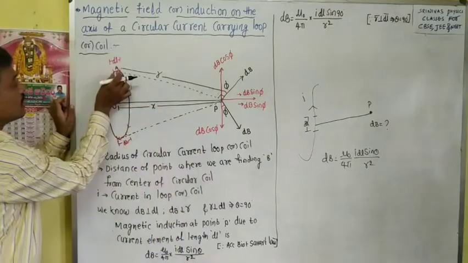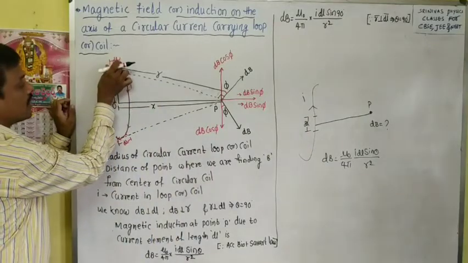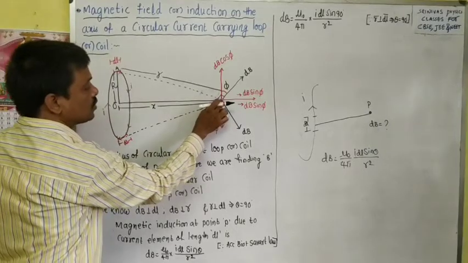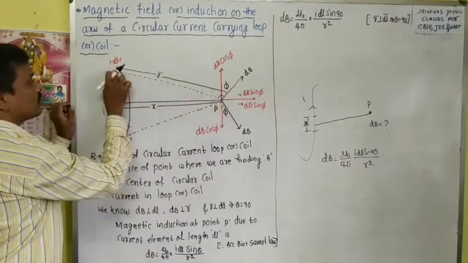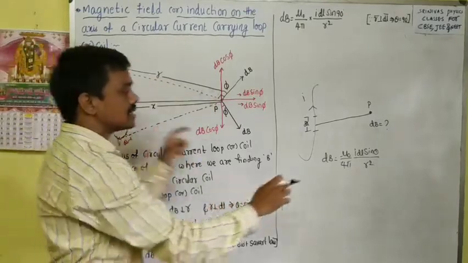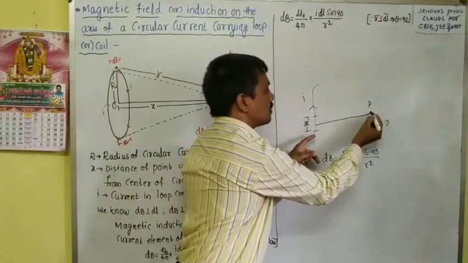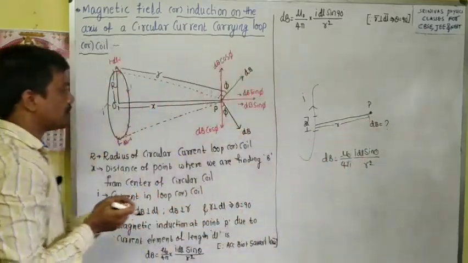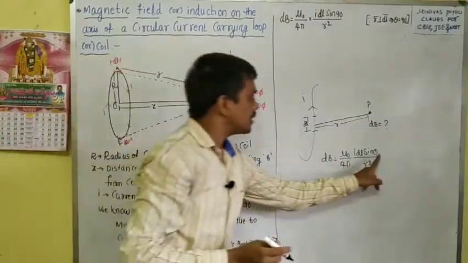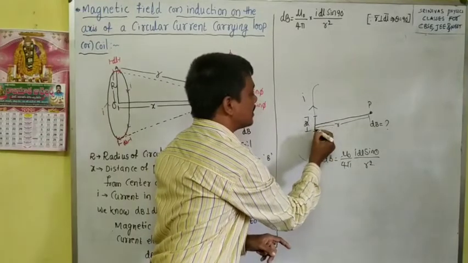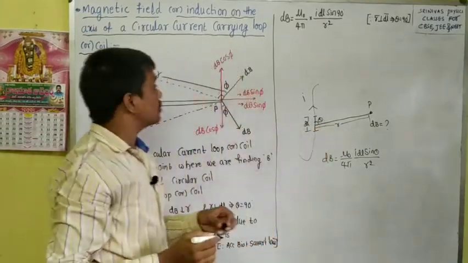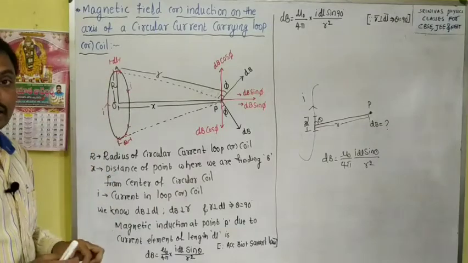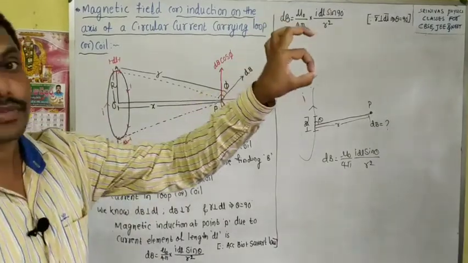Similarly, here on the current carrying loop we take the small element, and you join the point where you want to find the magnetic induction with the element. Here I want to find out B, and its distance from the element is r. And what is theta here? Theta is the angle between r and dl. What about theta in this case? Theta is the angle between dl and r.